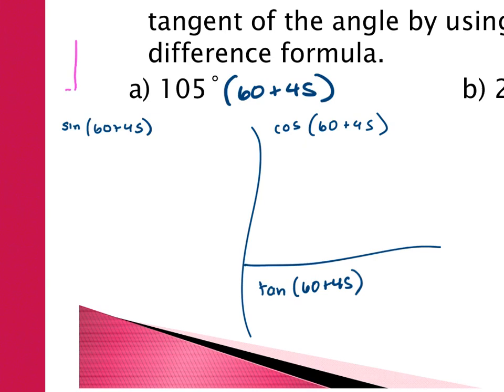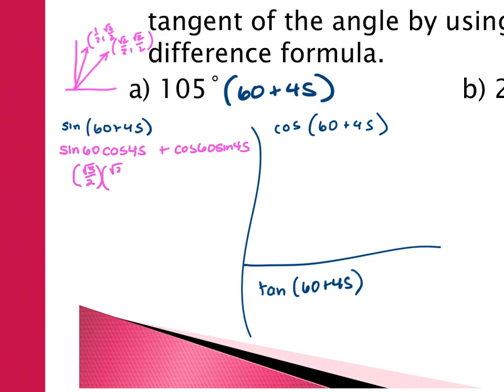So this is first quadrant. Hopefully we know this, right? 45 degrees is root 2 over 2 and root 2 over 2. 60 degrees is 1/2 and root 3 over 2. So the sine pattern is sine, cosine, cosine, sine. Sine of the first, cosine of the second, plus cosine of the first, sine of the second. Sine at 60 is root 3 over 2. Cosine at 45 is root 2 over 2. Cosine at 60 is 1/2. Sine at 45 is root 2 over 2.